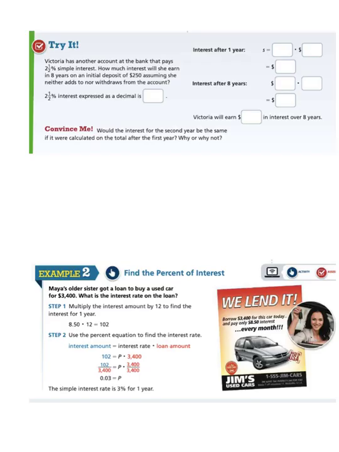Now I want you to go ahead and try one. Pause the video and try this example. Victoria has another account at the bank that pays 2.5% simple interest. How much interest will she earn in 8 years on the initial deposit of $250, assuming she neither adds nor withdraws any money from the account? Use the equation and solve this.